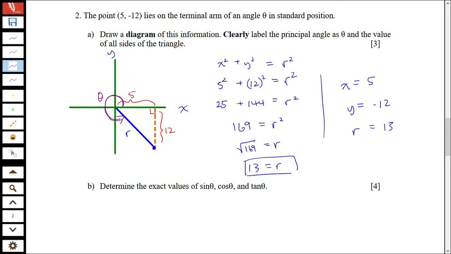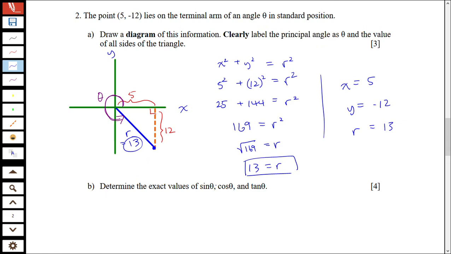Okay. Oh, but we haven't labeled the third side with 13, so make sure you label it, because the question is asking you to do that. So just make sure that all the parts of the questions are answered. So that should be it for part A.